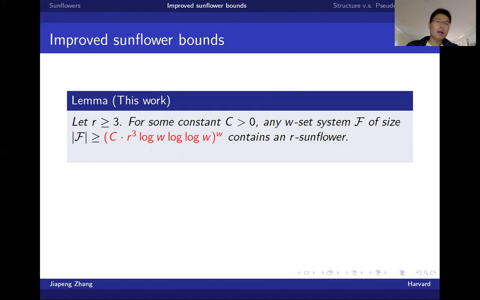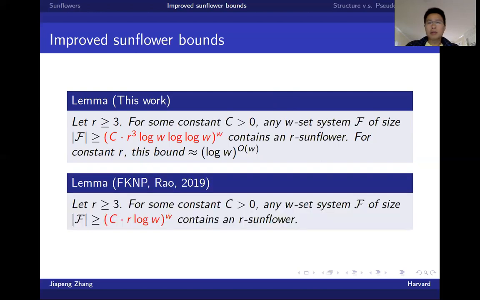Okay, this bound looks complicated. For a constant r, think about r as a constant, then we can just simplify this to roughly log w to the w. So actually it should be log w times log w to the w. Anyway, by the way, there is some subsequent work of Frankston, Kahn, Narayanan, and Park.